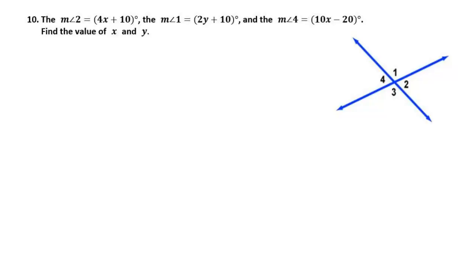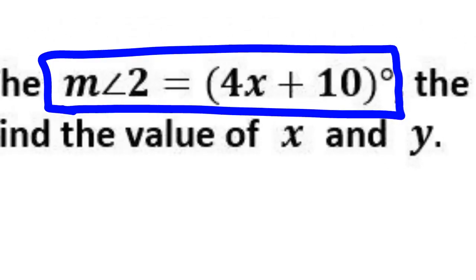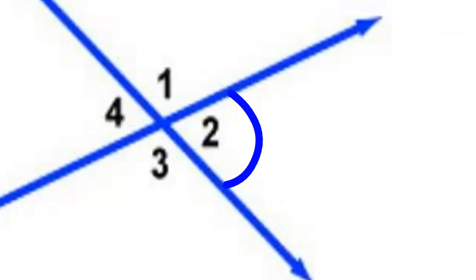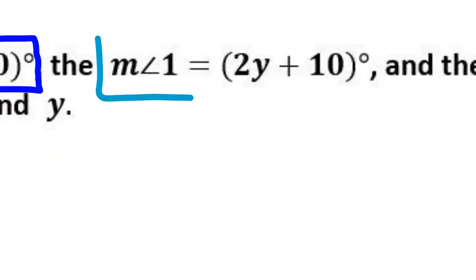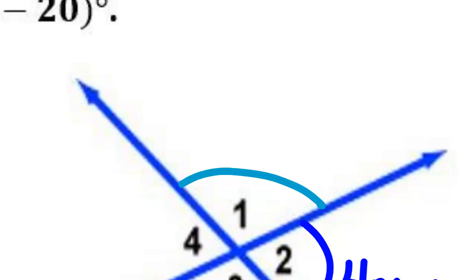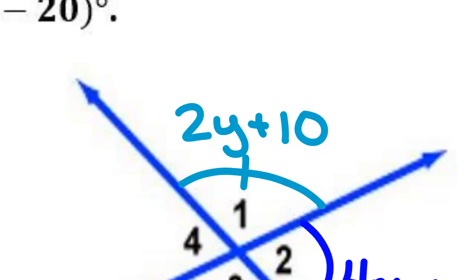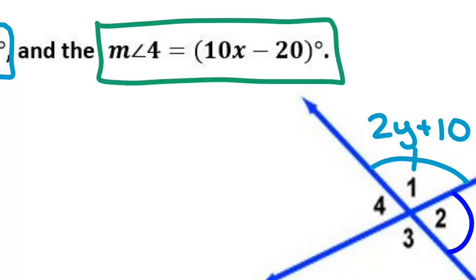All right, so starting with number 10, it says the measurement of angle 2 is 4x plus 10. So I'm going to add that to my picture right here, 4x plus 10. Measurement of angle 1 is 2y plus 10. Here's angle 1, 2y plus 10. And the measurement of angle 4 is 10x minus 20.